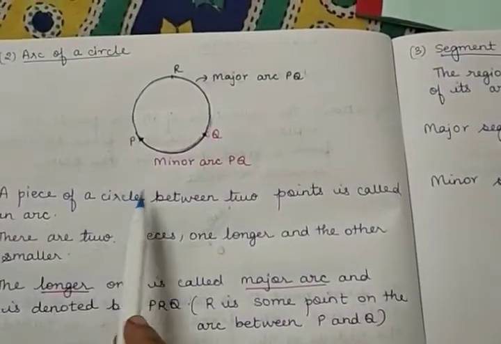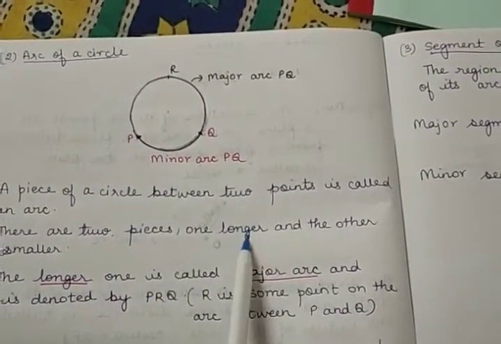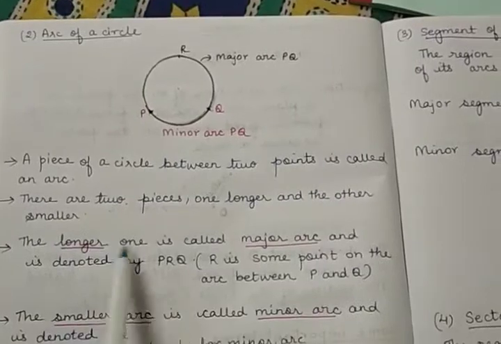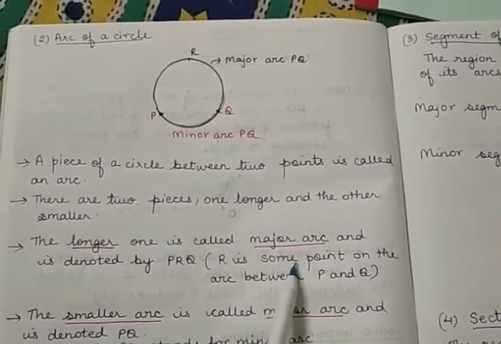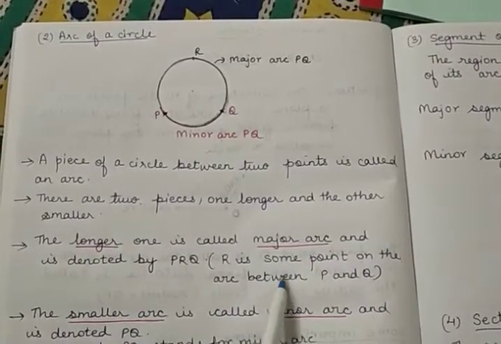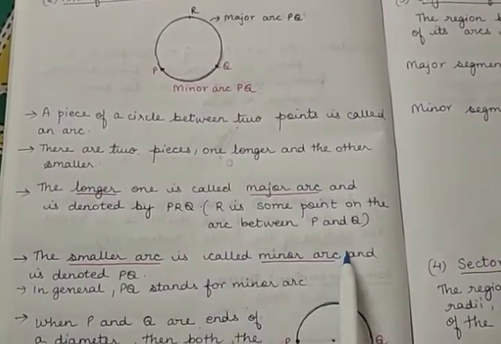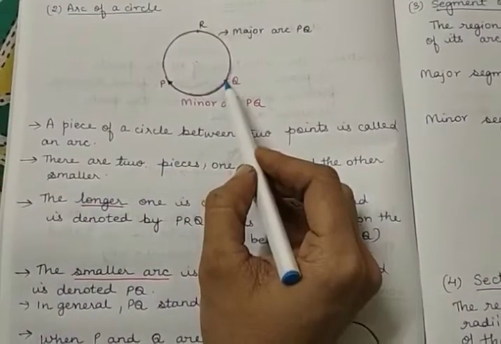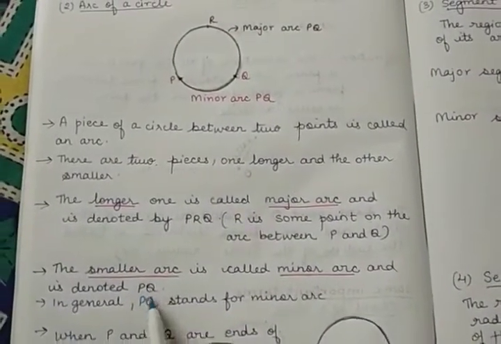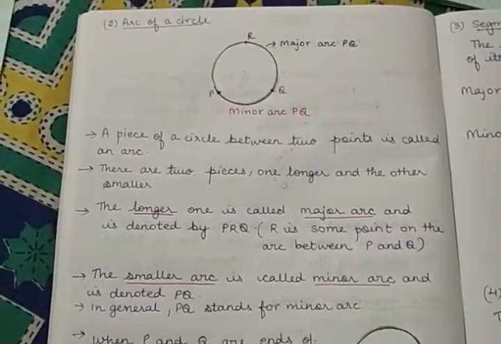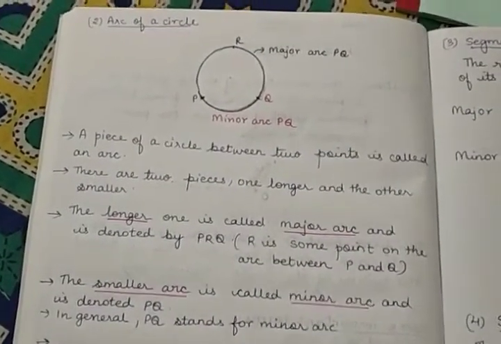It is a piece of a circle between 2 points. And there are 2 pieces that you get, one longer and one smaller. The longer one is called the major arc and is denoted by PRQ, where R is some point on the arc between P and Q, and the smaller arc is called the minor arc and it is denoted by PQ. So if in general you are given just arc PQ, then it stands for the minor arc. If it is mentioned in the question as PQ, it means they are talking about the minor arc.